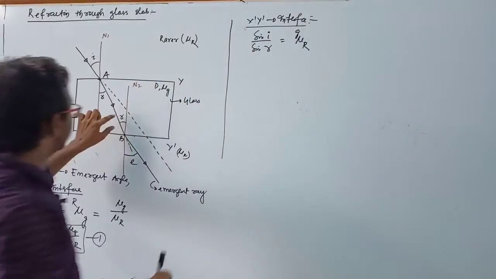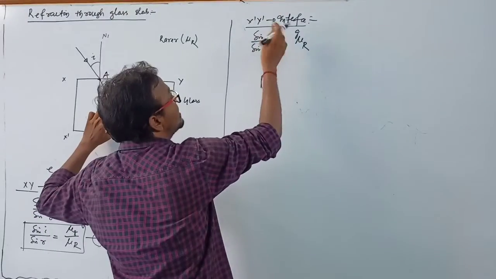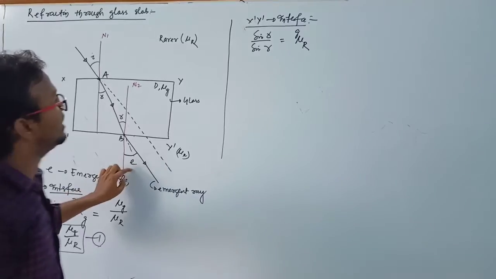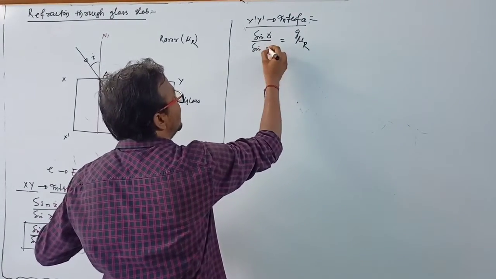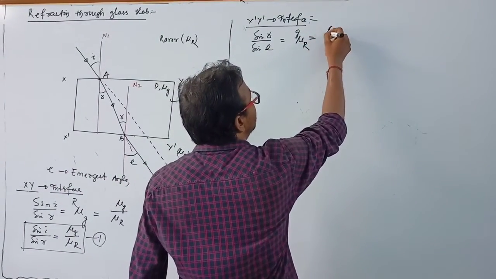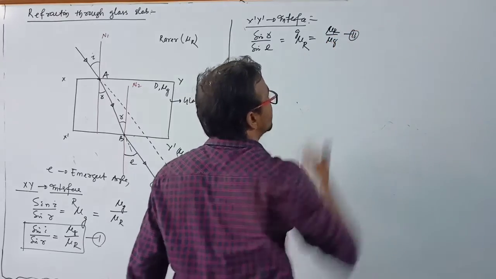But here the angle of incidence, this angle is the angle of incidence, is r. So you can write here angle of incidence equals r. Clear? And here the refracted angle is e, and this relation can be written as g mu r divided by mu g. This is equation number 2.